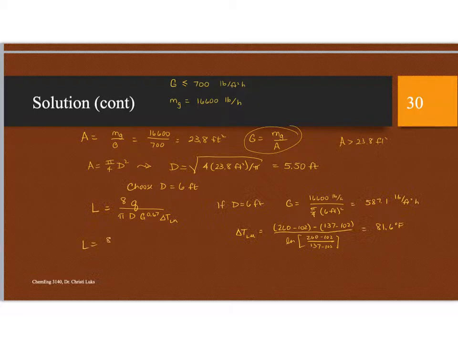And so L is 8 times 502,040 BTUs divided by pi times 6 foot times G, 587.1 to the 0.67 power, times 81.6 degrees Fahrenheit, and L therefore is 36.5 feet when D is 6 foot. So we have now sized this dryer. Thank you very much for your time.